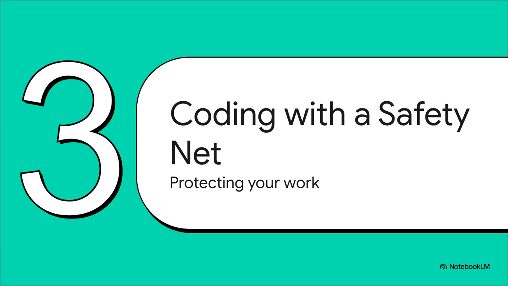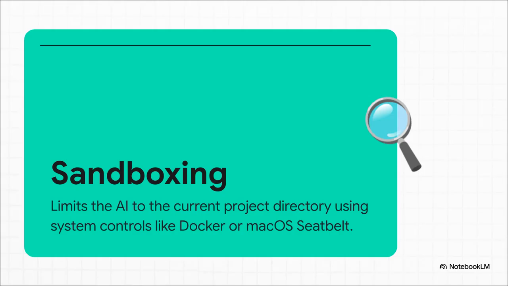Okay, I know what you might be thinking. Letting an AI write directly to your files? That can feel a little risky, right? Well, that's exactly why building in some really robust safety features was a top priority here. The first line of defense is something called sandboxing. Think of it like a secure digital playground for the AI. It uses system-level controls, like Docker or macOS Seatbelt, to make sure the agent is strictly prevented from touching any file or running any command outside of your current project directory. Your larger system is completely safe.